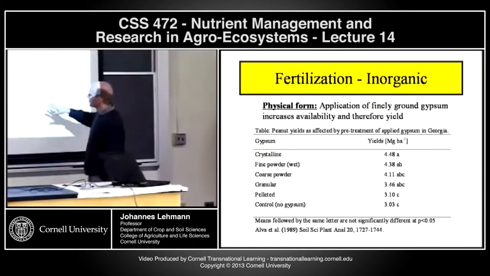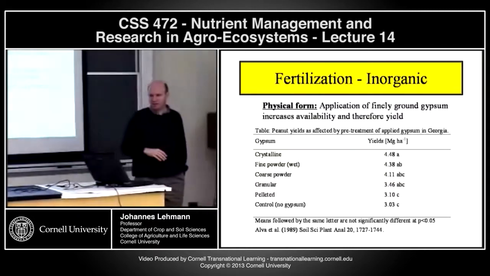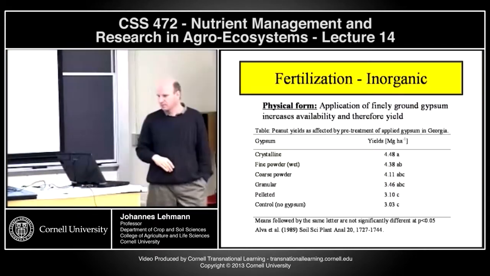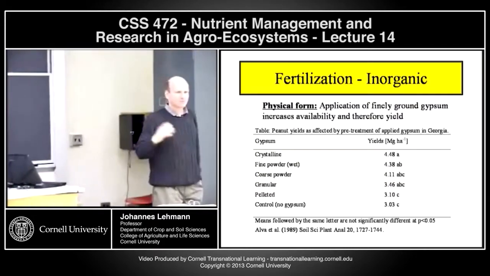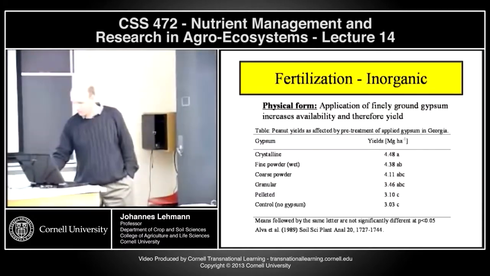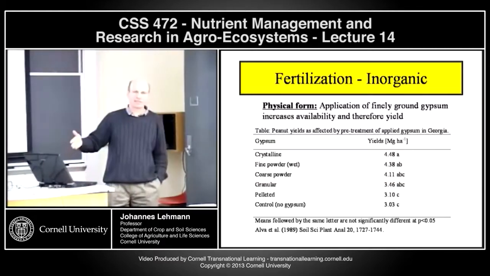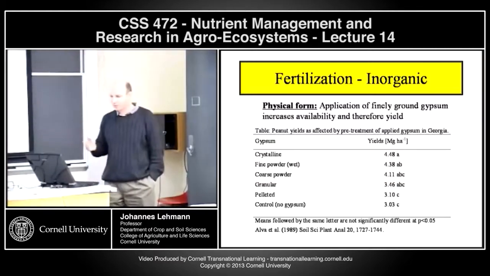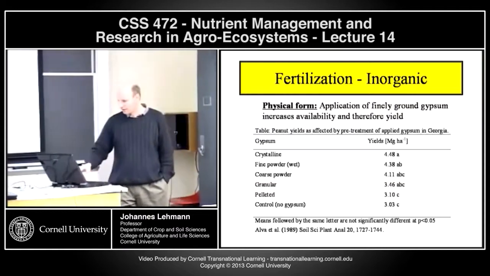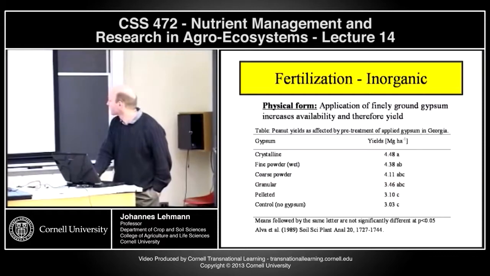Then, of course, the balanced composition according to plant requirements is an important factor. We already talked about that if we don't have an adequate availability of all the nutrients that we need for the specific crop, we are probably always constrained by that nutrient that is the minimum factor.